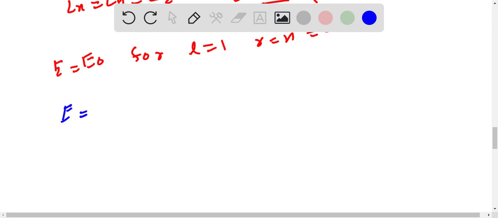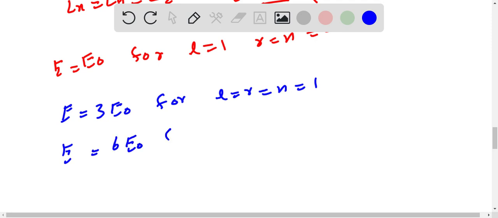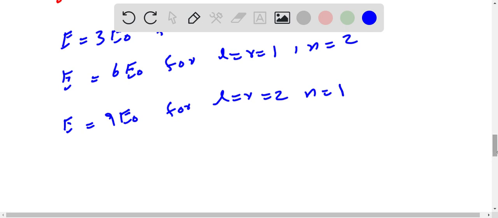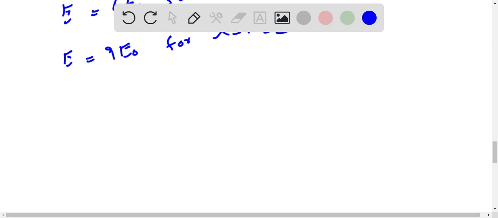So E is equal to 3 E naught for l is equal to r is equal to n is equal to 1, right? And E is equal to 6 times E naught for l is equal to r is equal to 1 and n is equal to 2. And the next energy level is E equal to 9 times E naught for l is equal to r, which is equal to 2, and n is equal to 1 here, right? And the next energy level E is equal to 11 E naught for l is equal to r is equal to 1, and n is equal to 3.